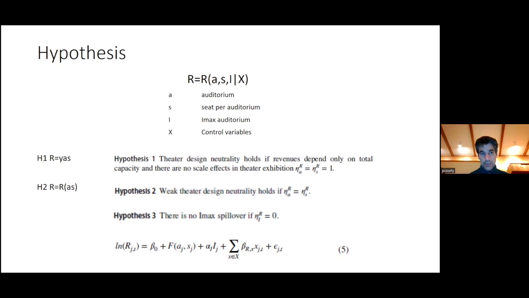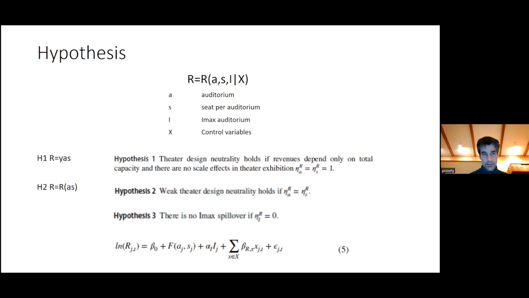And that means that the elasticity of revenue is one with respect to the number of auditoria and the number of seats. The weaker version is to recognize that maybe there's a scale effect, but the scale effect happens only through total capacity, through A times S. And it doesn't happen through the split of total seat count between whether there are many auditoria or few auditoria. So that would be hypothesis two, a weaker design neutrality that says that the elasticity of auditoria is equal to the elasticity of seats. So here you see A times S is the only thing that matters. It doesn't matter how you produce this total capacity.